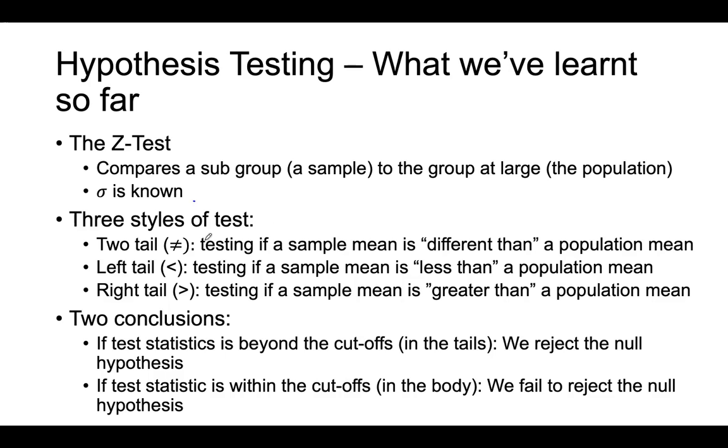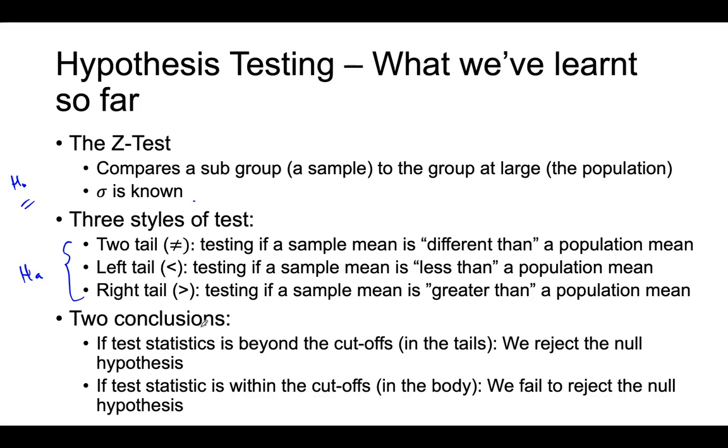Three styles of tests: there's the two-tailed test, which is basically testing if a sample is different from the population, and we indicate that test with the not equal sign. The left tail test is testing if a sample mean is less than a population. And the right tail test is testing if the sample mean is greater than the population. So these are your three choices for the alternative hypothesis. Now, remember, our null hypothesis is usually when it's equal to.